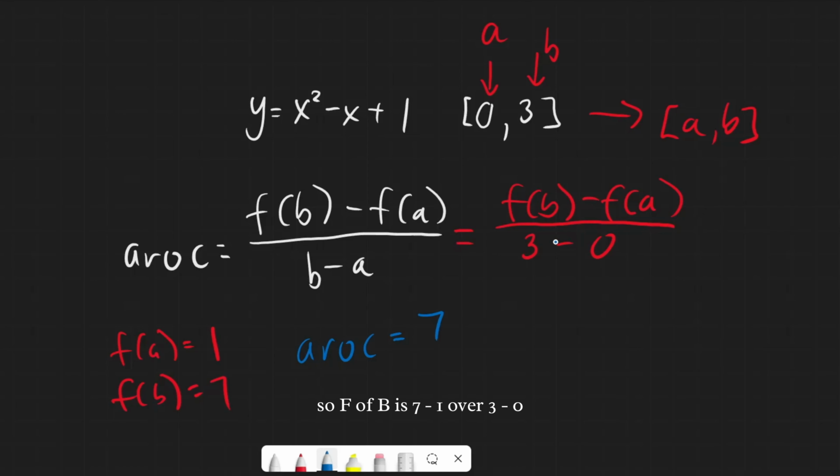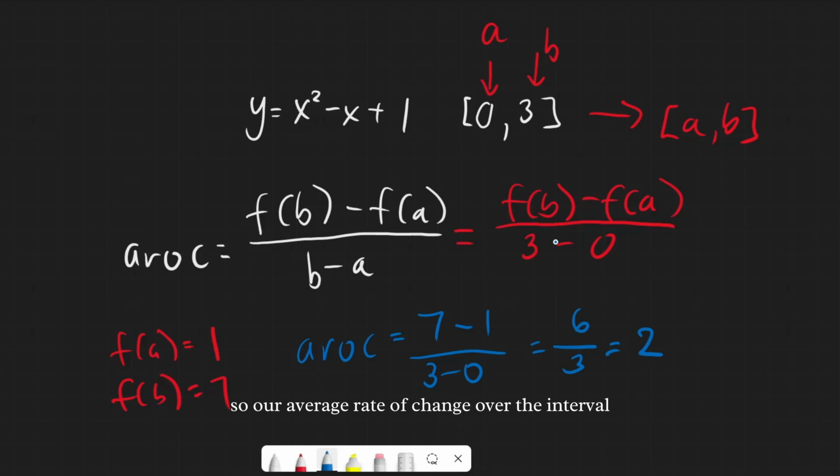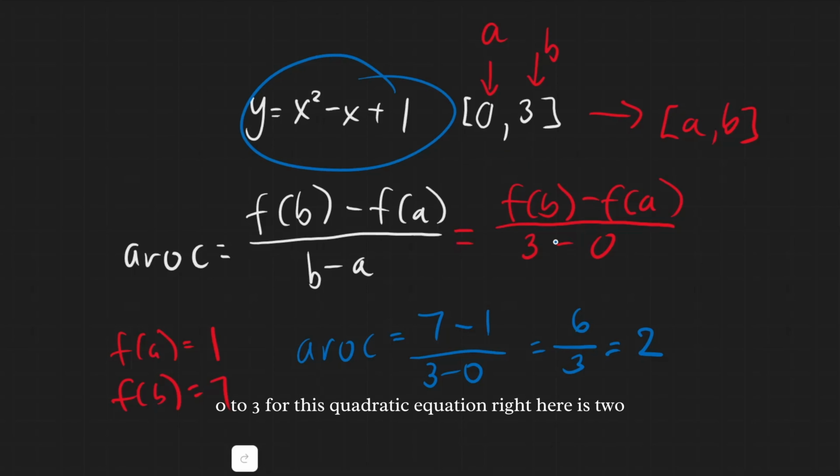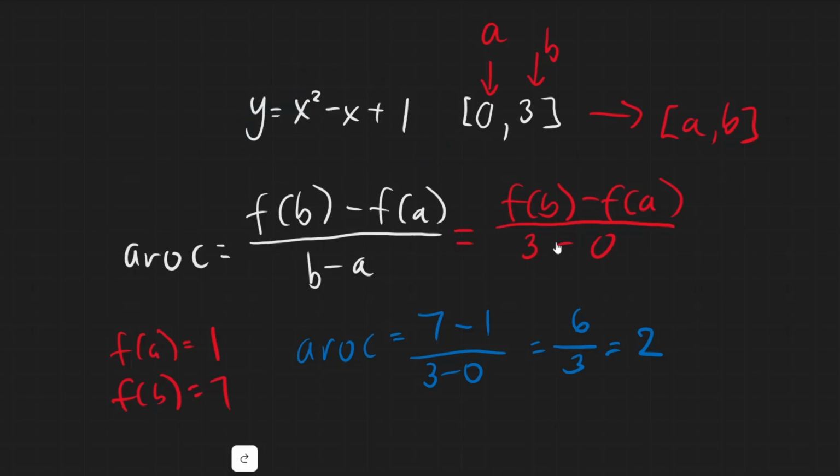So our f of b is 7 minus 1 over 3 minus 0. 7 minus 1 is 6, and 3 minus 0 is 3, and 6 over 3 is the same as 2. So our average rate of change over the interval 0 to 3 for this quadratic equation right here is 2.